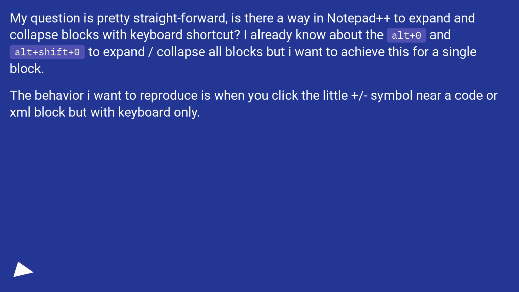I already know about the Alt+0 and Alt+Shift+0 to expand, collapse all blocks, but I want to achieve this for a single block. The behavior I want to reproduce is when you click the little + symbol near a code or XML block, but with keyboard only.